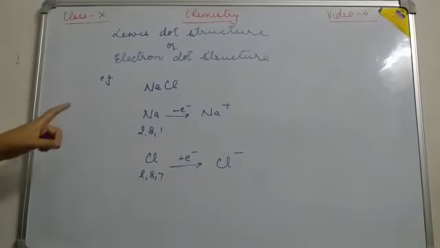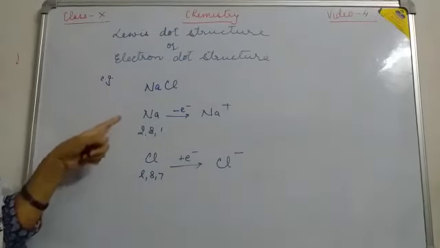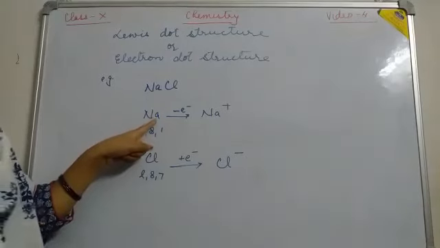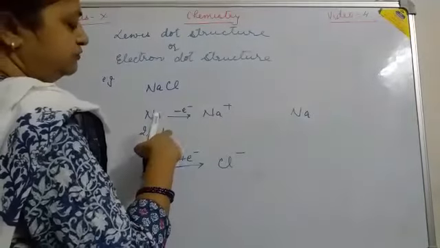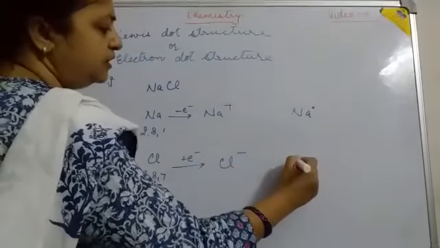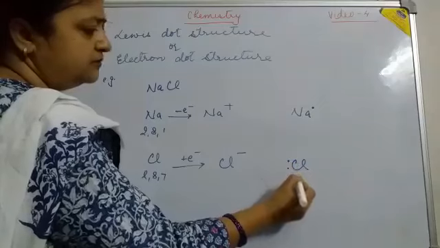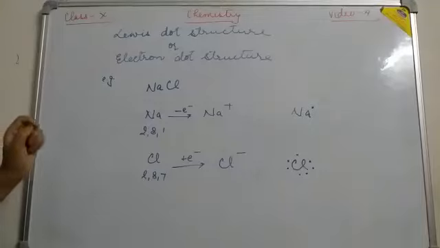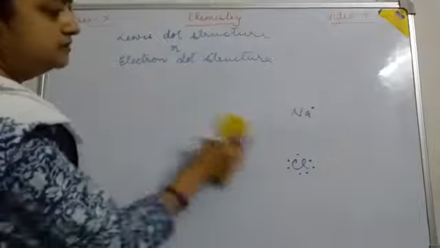To show the formation of sodium chloride by the electron dot structure or Lewis dot structure, we must write the outermost electrons. The Lewis dot structure of sodium is sodium with a dot, and for chlorine there are 7 valence electrons. So write like this: 1, 2, 3, 4, 5, 6, 7. And how do the two combine? Let's start.